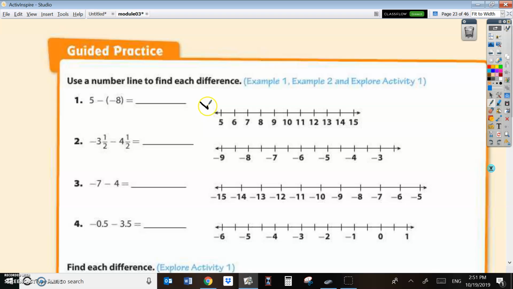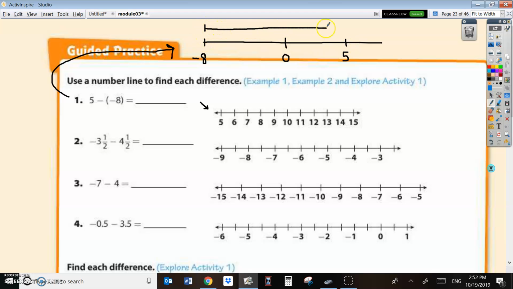This number line doesn't help us so much, so let's make a new number line. Here we have 0, here we have positive 5, and here we have negative 8. This problem shows on this number line what is the difference between 5 and negative 8? Well, you can see that that is 13 units there. So 13. And now you also know that subtracting a negative is like adding a positive. So it's going to be 13.